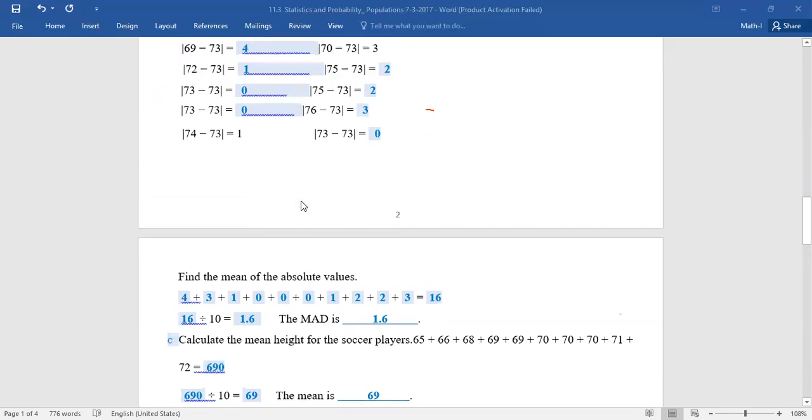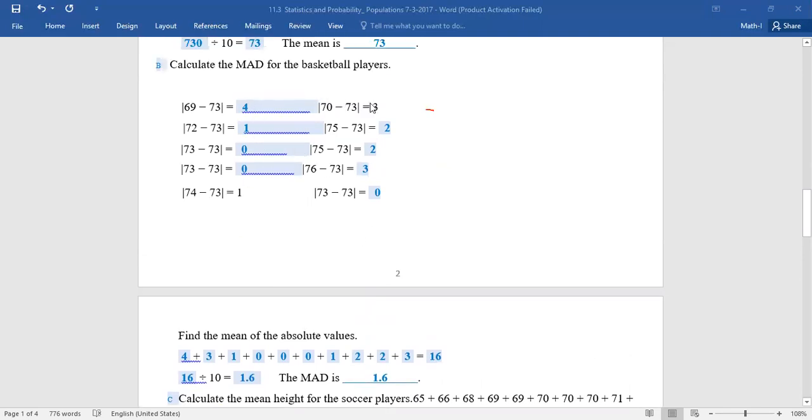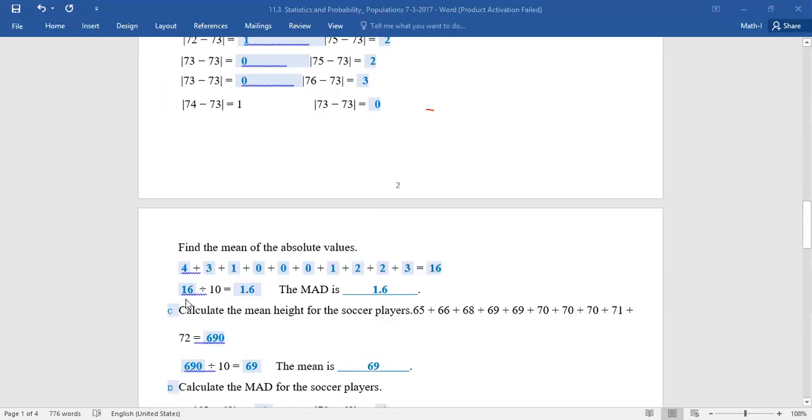Then you will add all the results, which were 4, 3, 1, 2, 0, 2, 0, 3, 1, 0. So it will equal 16. Now divide it by 10. Then the answer will be 1.6. Now the mean absolute deviation is 1.6.